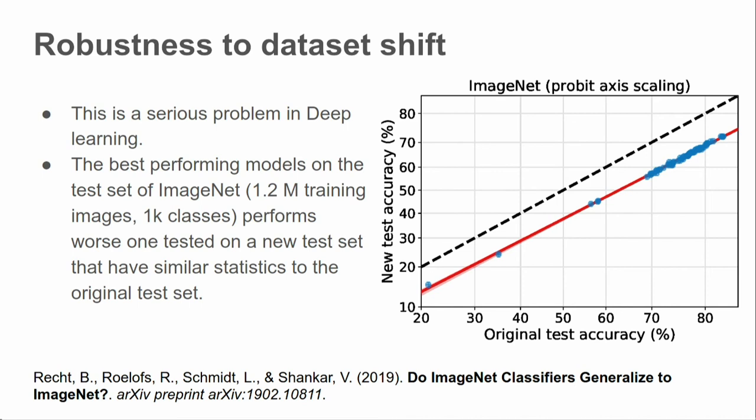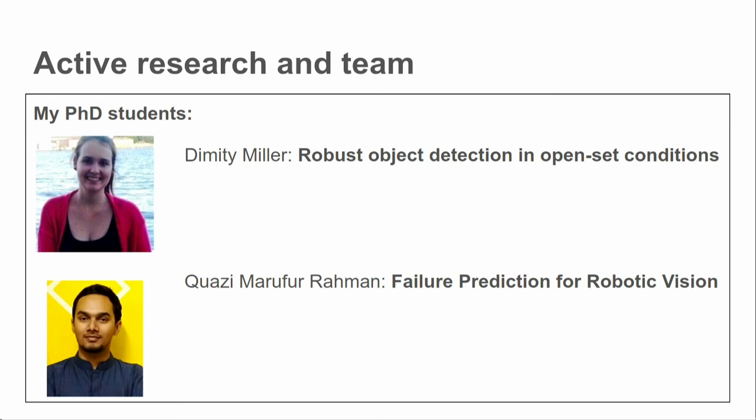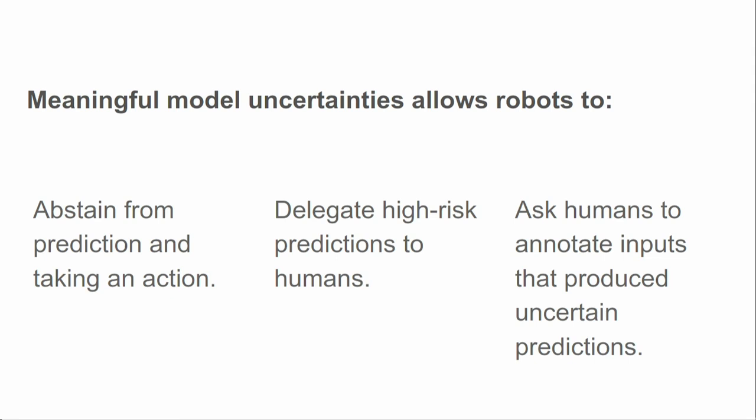My team at QUT, Queensland University of Technology, Dimity and Maruf, both of them are doing PhDs. Their PhD theses are about this topic. Dimity is on object detection, and Maruf is on false alarm systems. Both of them are working on generating meaningful uncertainty from these models. Uncertainties are useful for robotics because they enable the robot to abstain from prediction or taking action: I don't know, or this situation is not familiar to me. Delegate high-risk action to humans. The conditions are not favorable for me to do autonomous behavior, so it will hand it to the human, or ask the human to annotate more data.